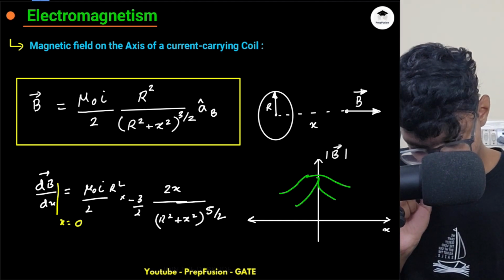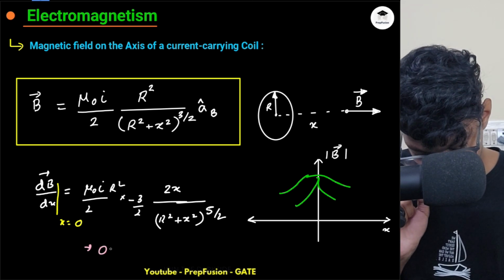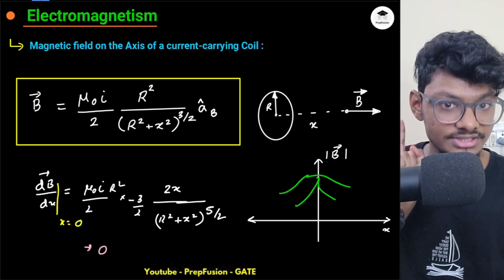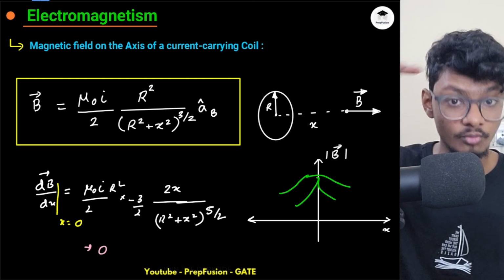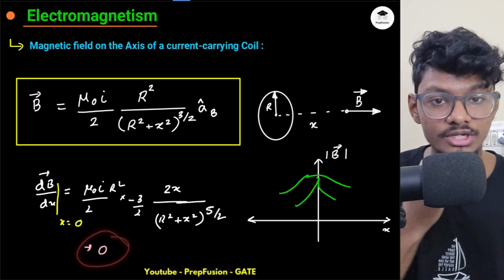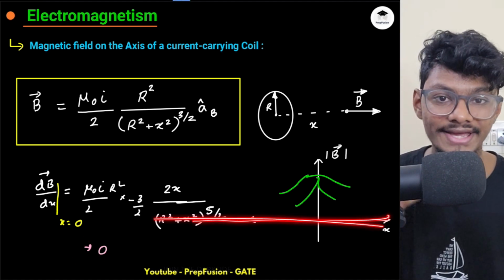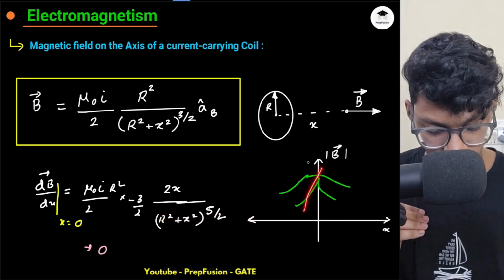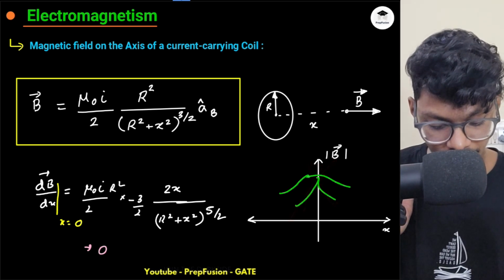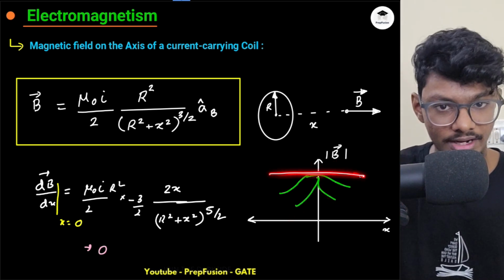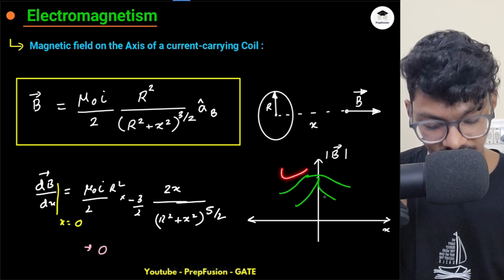At x equal to 0, this function goes to 0. So at x equal to 0, my differentiation should be 0. That is, my slope will be... what does slope equal to 0 represent? It represents a slope parallel to the x-axis. Obviously here the slope is very high, but this graph is telling the slope is 0, parallel to the x-axis. So obviously I will choose this graph and not this graph.